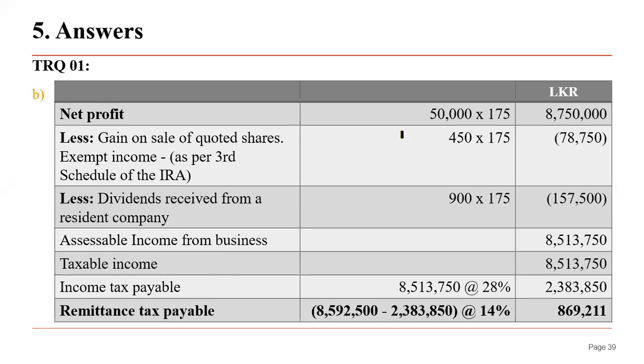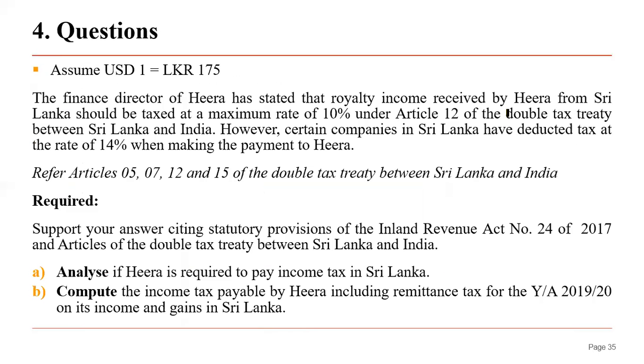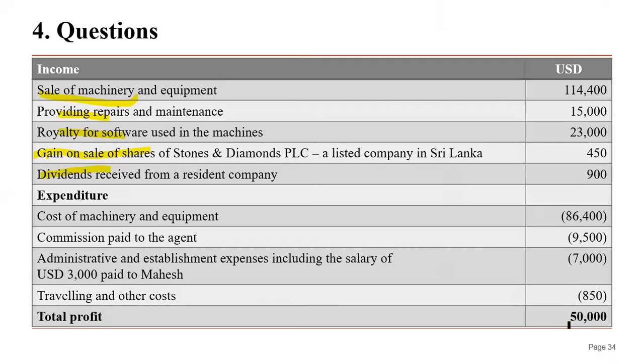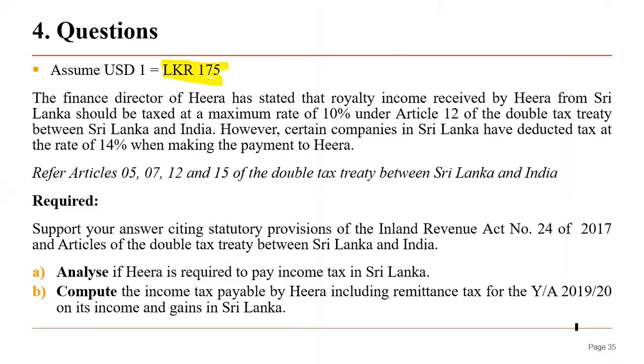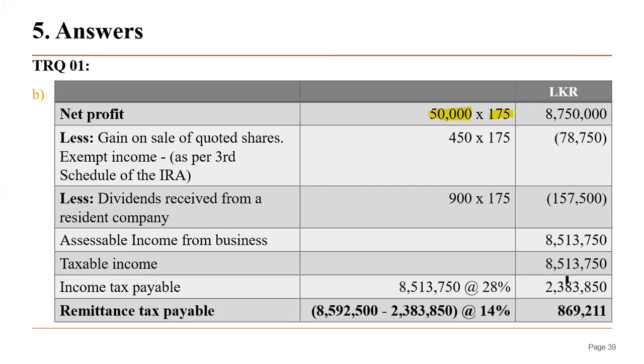So basically, you know that the profit is 50,000. The exchange rate is 175. Both have been given. If I go back to the question, the exchange rate is 175, and the profit is here, this one. The profit is 50,000, right? Then you just multiply 50,000 by 175. This is the answer.